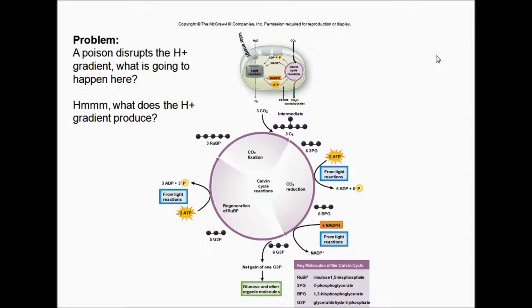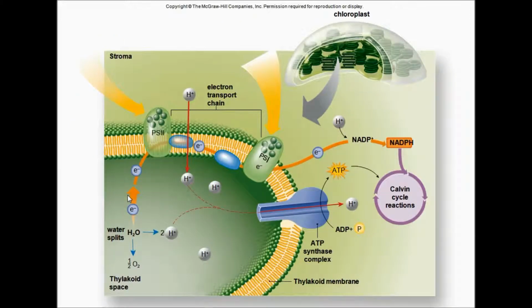Okay, so we got a problem. A poison disrupts the hydrogen ion gradient. What is going to happen here? What does the hydrogen ion gradient produce? Do you remember? Over here, check it out. Hydrogen ion gradient, boom, ATP. See it right there?